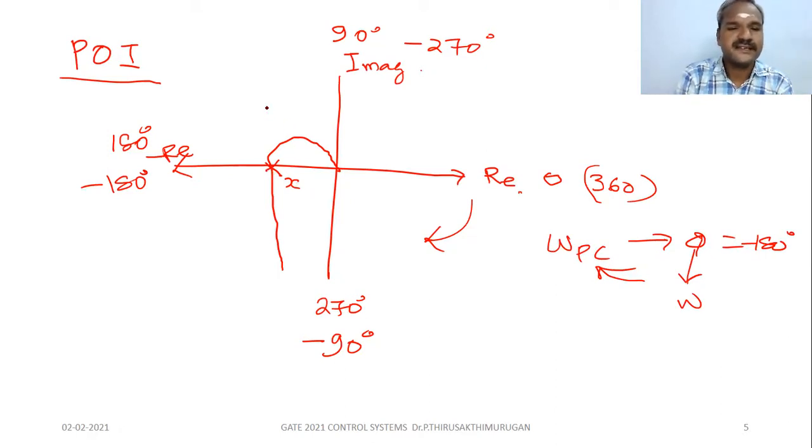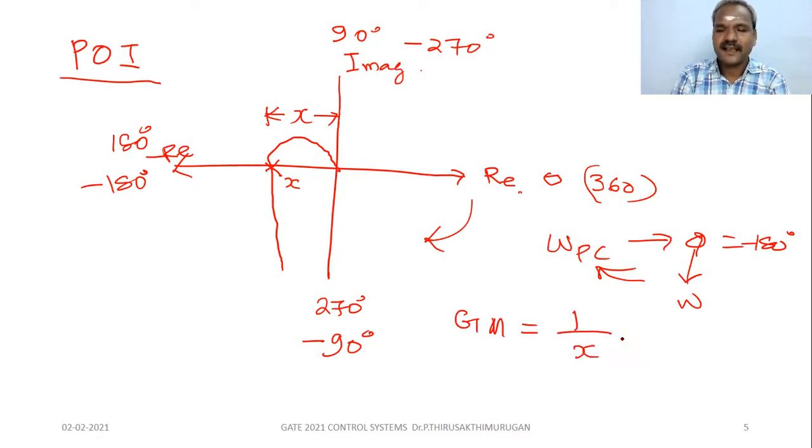This distance we call x. So x is the magnitude of the point of intersection on the negative real axis at the phase angle of minus 180 degree. This magnitude is used to find the gain margin. So what is gain margin? Gain margin is nothing but 1 by x at omega PC. Gain margin is the magnitude of 1 by x at the phase crossover frequency. Understand or not?